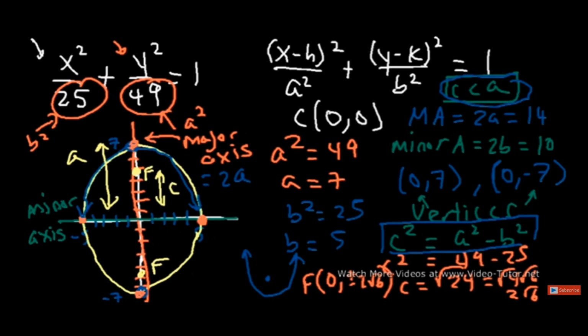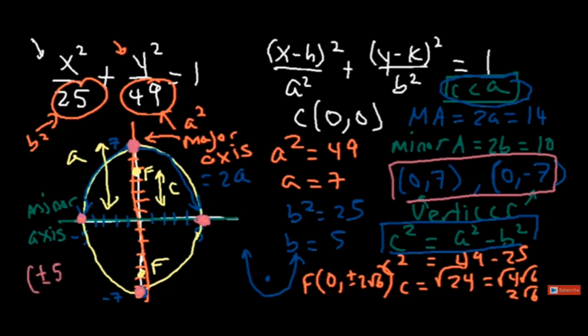By the way, sometimes you may get a question that asks you for the x and y intercepts. For this particular example, the y-intercepts are basically the endpoints of the major axis, which are (0, 7) and (0, -7). So those are the y-intercepts. The x-intercepts are the endpoints of the minor axis. So in this case, it's plus or minus 5, comma 0. That's a nice way to write it if you don't want to write it twice.